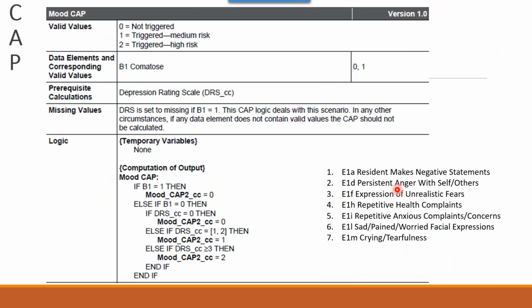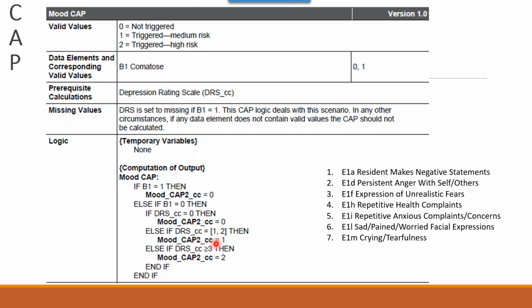The mood cap, again, looks at individuals who either are medium risk or they're high risk. Now, all we're going to do is add up the E1 items, these 7 E1 items. Remember the depression rating scale? And we can get a score that goes from 0 to 14. And from this one, if the person's in a coma, then they're not going to calculate the RAP. It's not triggered. If the depression rating scale is equal to 0, then it's not triggered. So there's no depression to worry about.